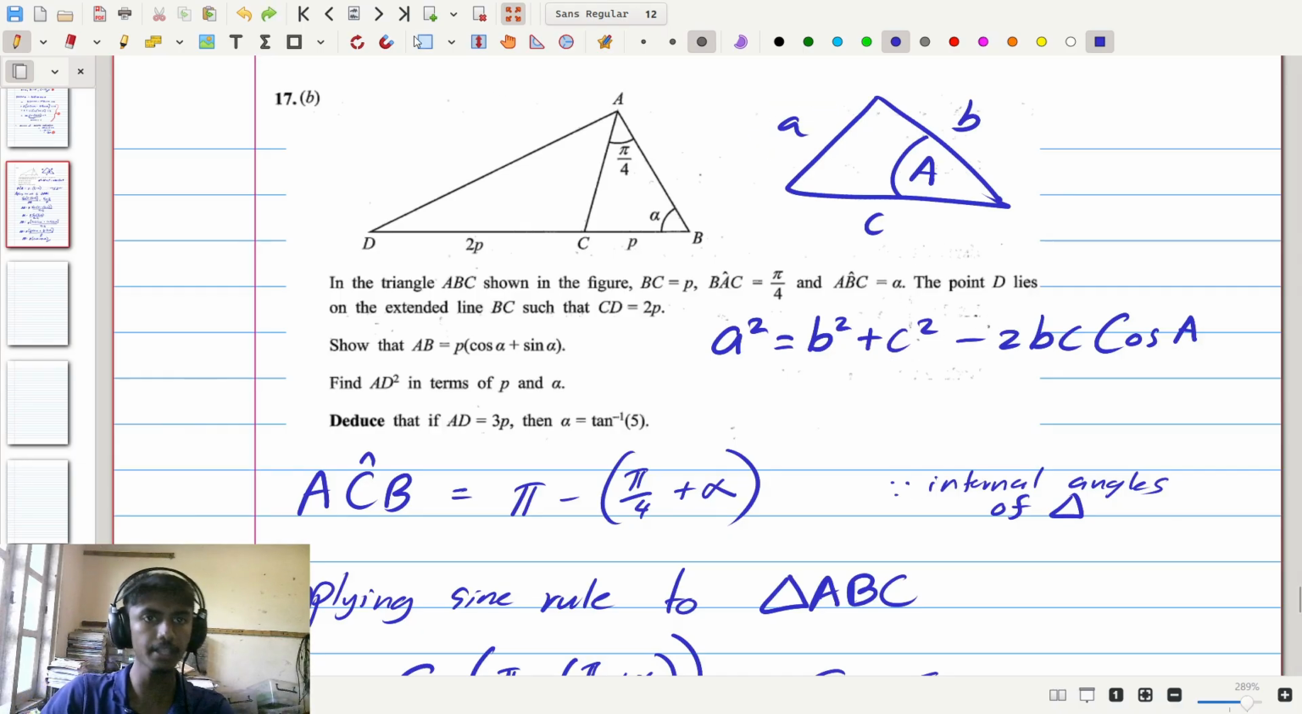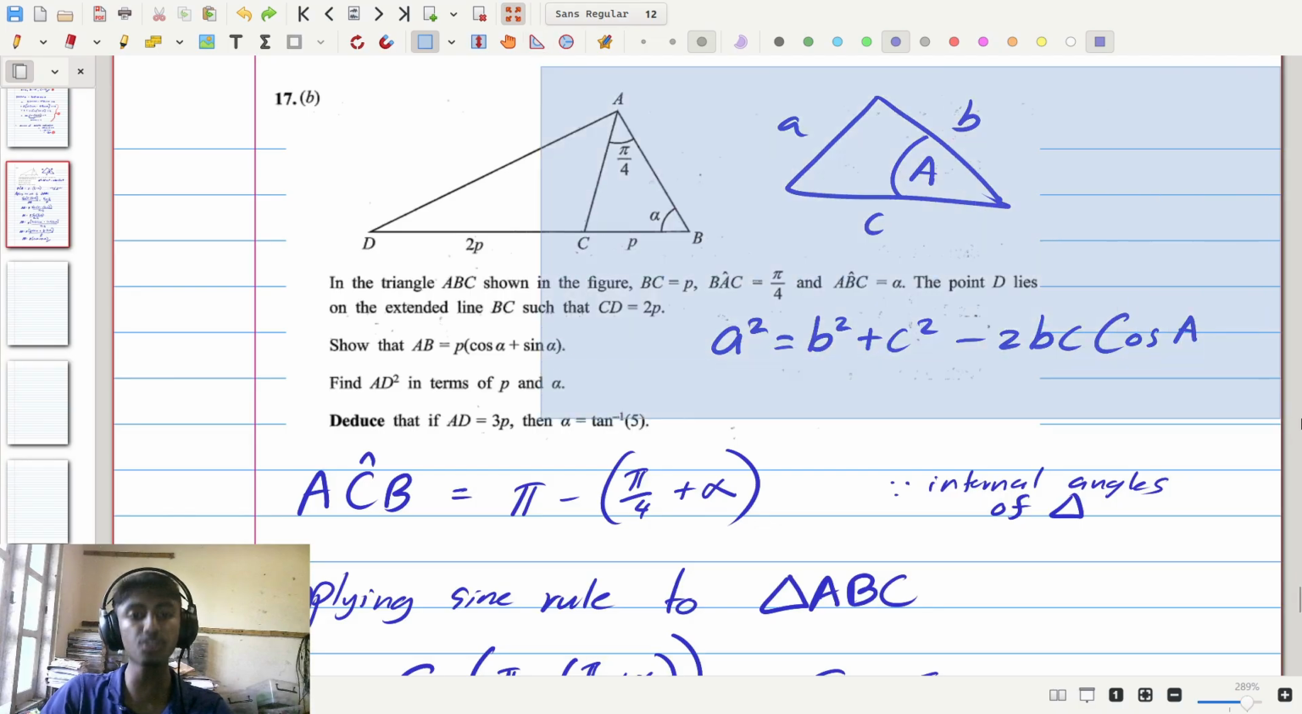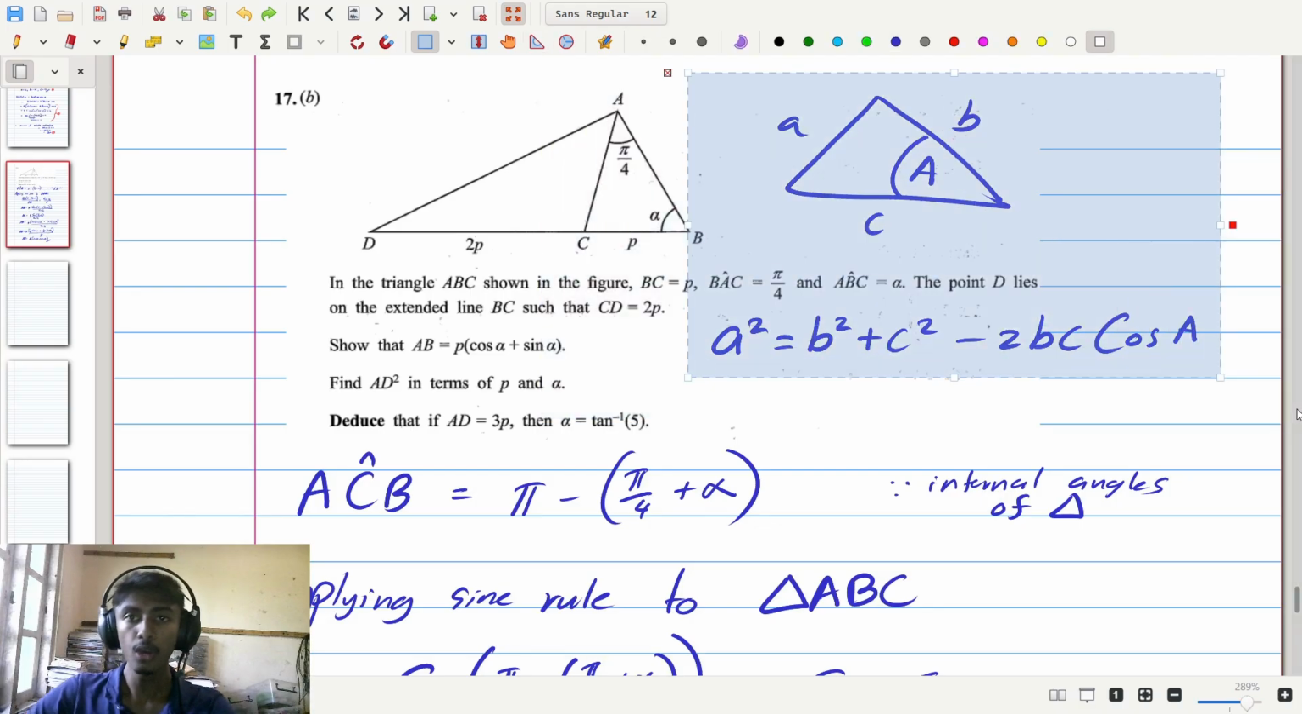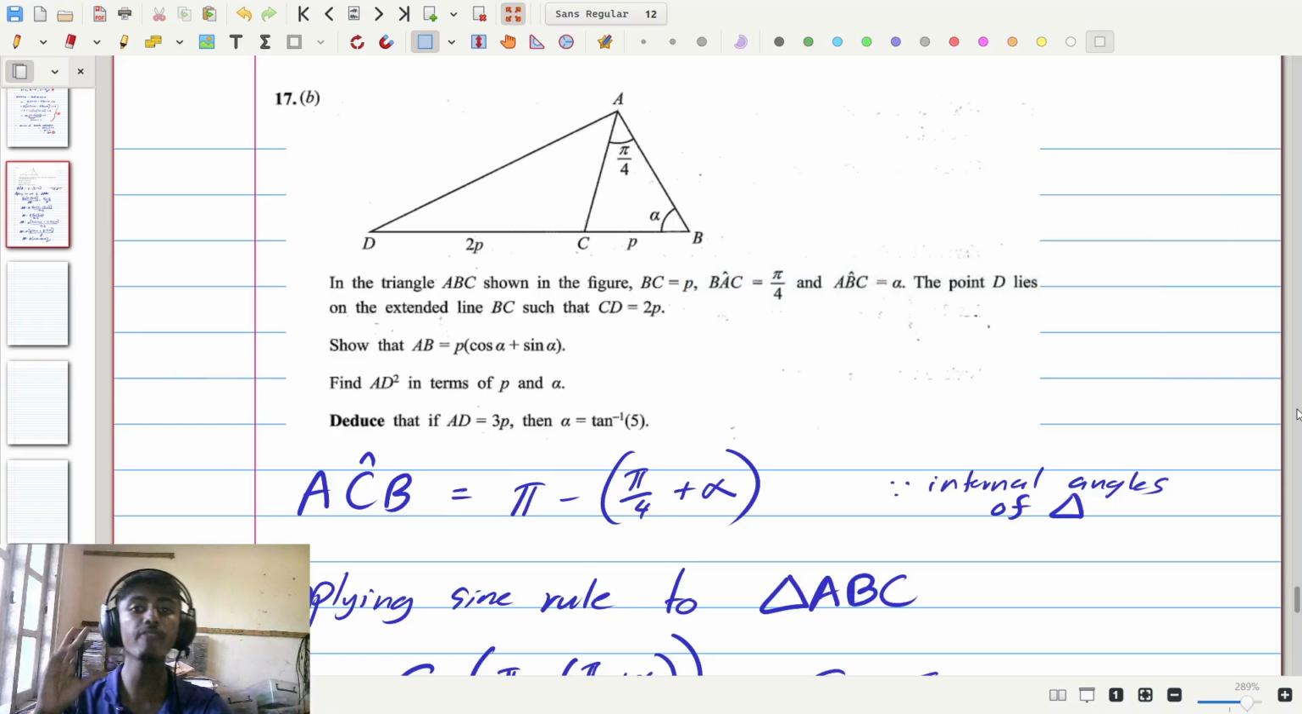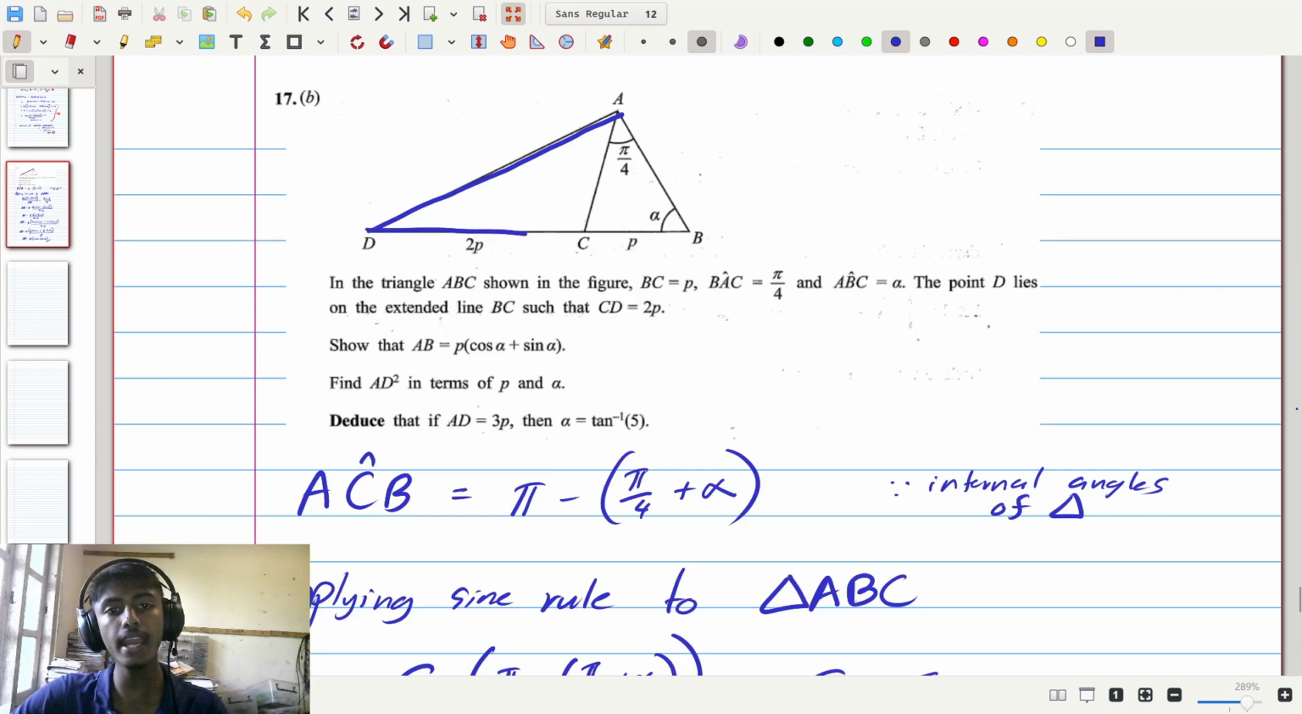Now considering that, if we want to find AD squared using the cosine rule, we need to know the other two side lengths in our triangle that we're going to be using, and we also need to know the angle opposite to our side length AD. Now considering the side length AD, we can see in this diagram there are two triangles we could use. One of those triangles is the triangle ADC, and the other one is the triangle ADB. Now out of these two triangles, for the first triangle ADC, we can see we know the side length DC, which is equal to 2p.